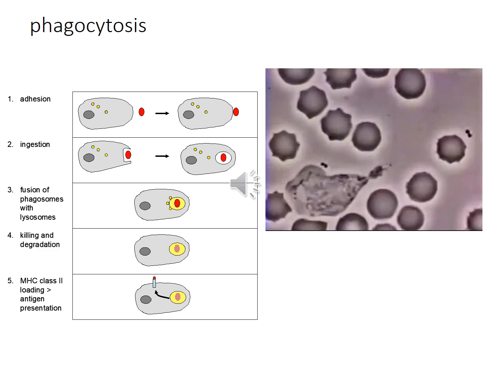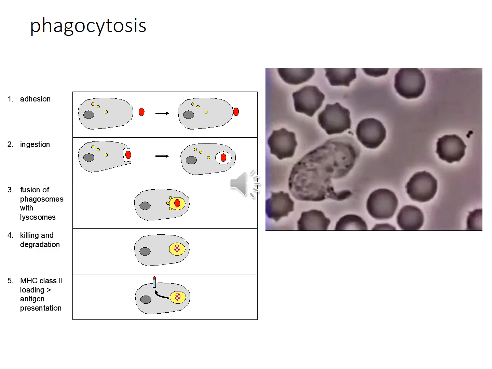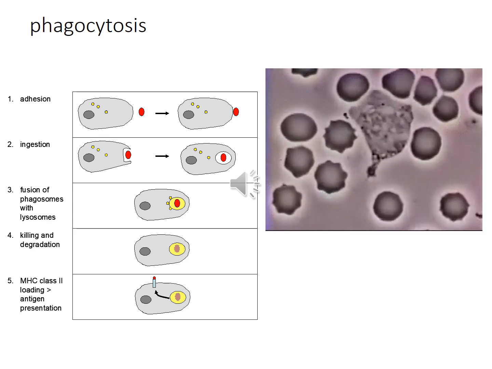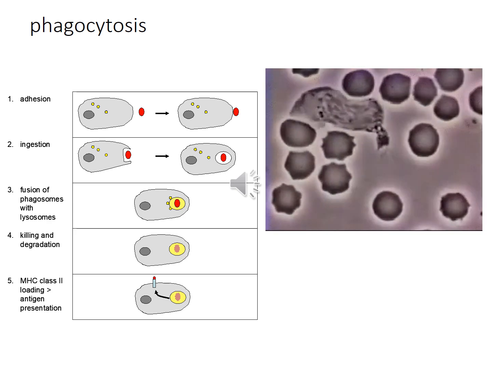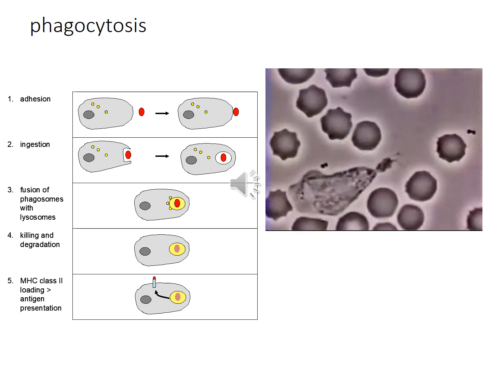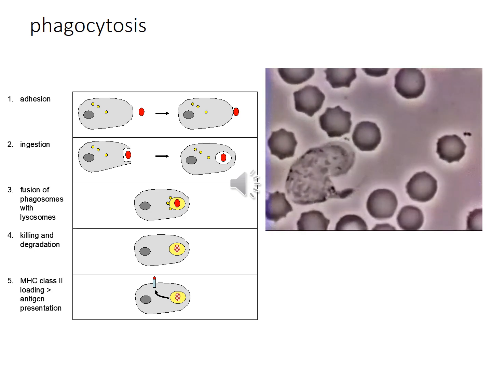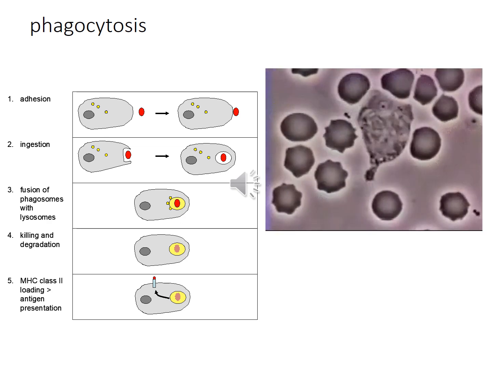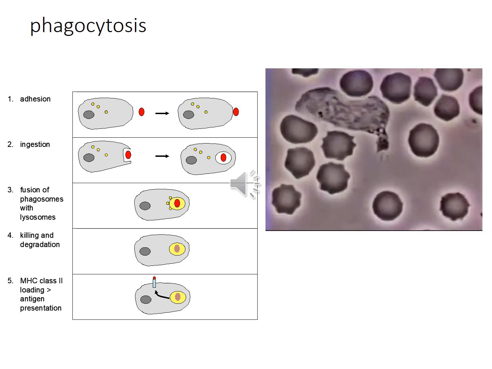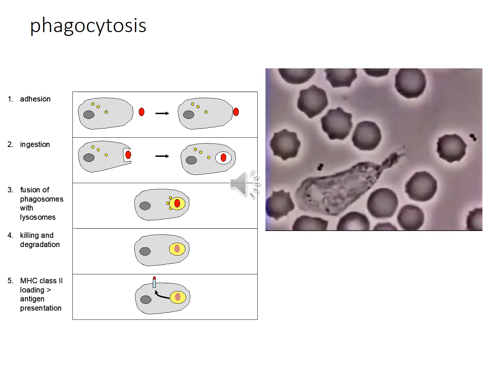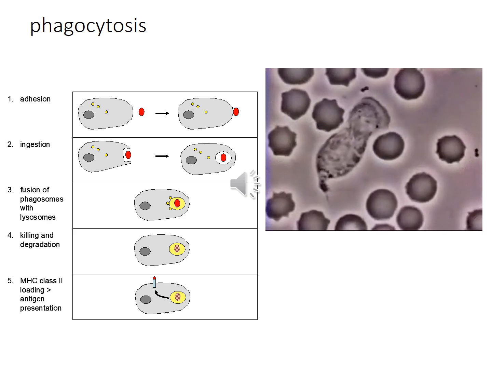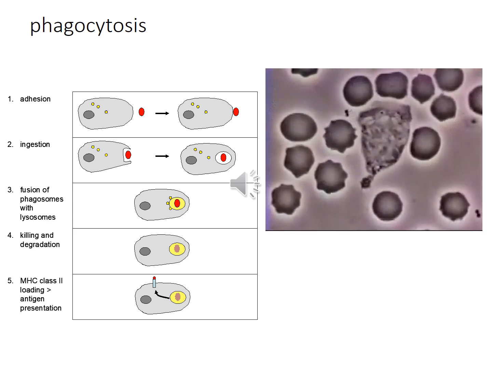So, as you probably have come to realize by now, a large proportion of the innate immune defense against bacteria and virus is dependent on phagocytosis. And the process of phagocytosis can be divided up in 4 steps. And the first step is the adhesion of the pathogen to the cell which will phagocytose.